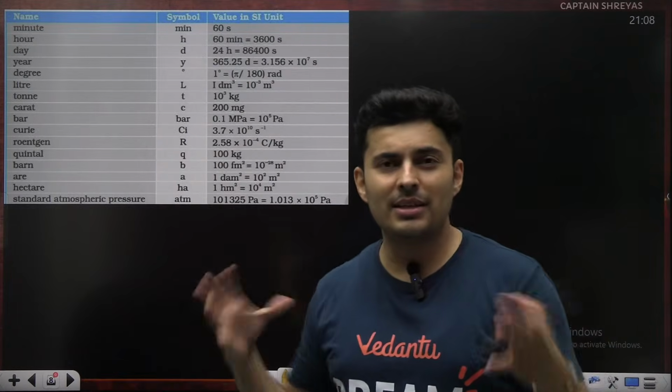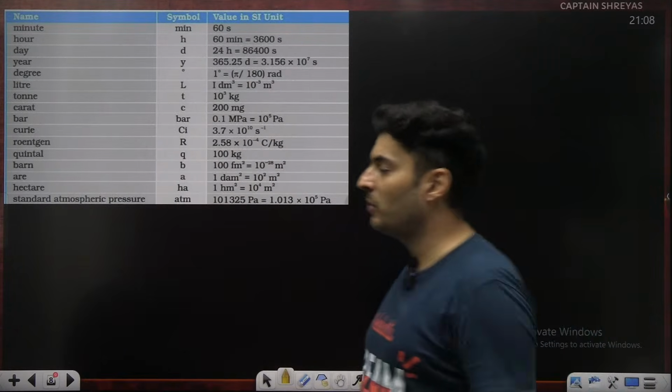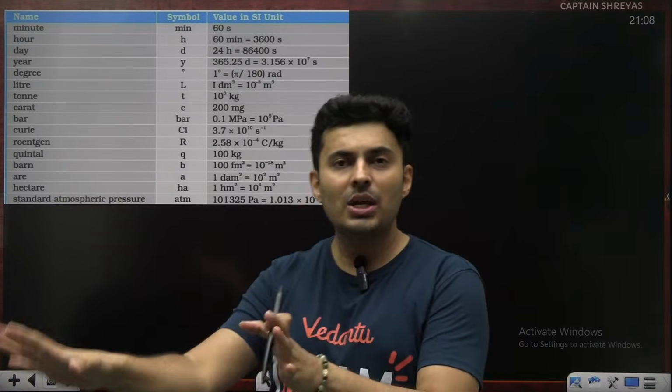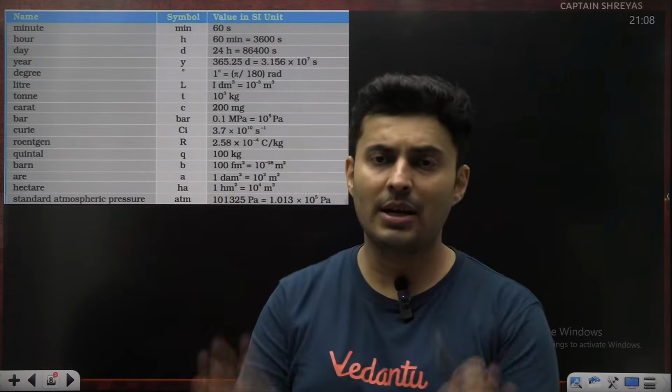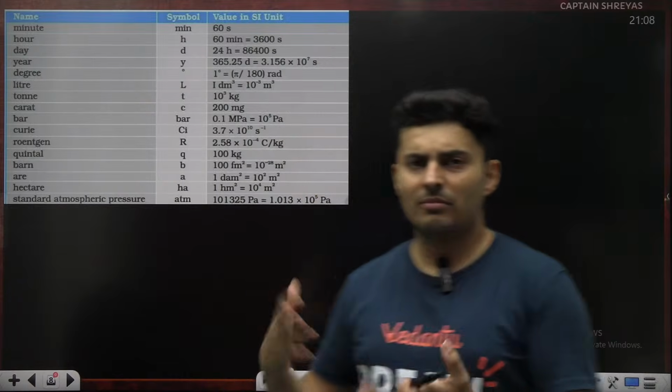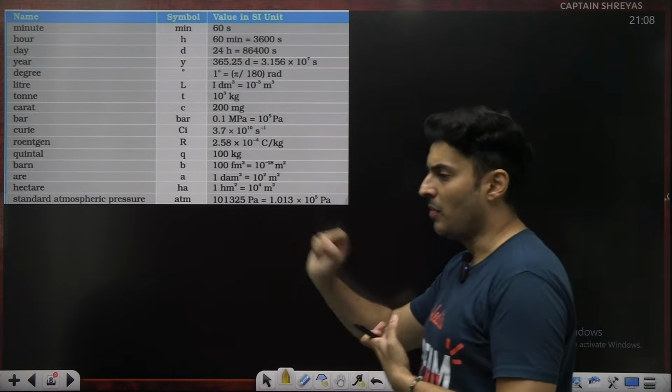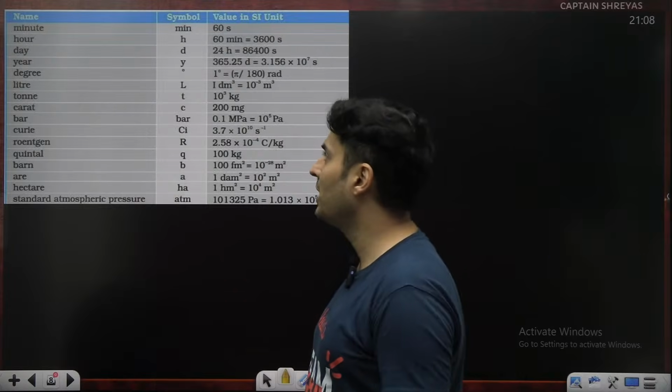Now there are more units. There is one table given in your NCERT. You can open it up. I hope you are keeping your NCERT side by side or at least on a separate tab, so that as we are talking, we can simultaneously highlight or mark on the NCERT. All right, so keep doing that.